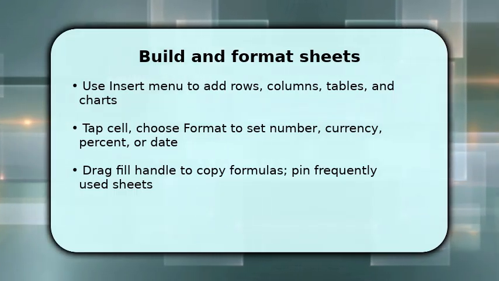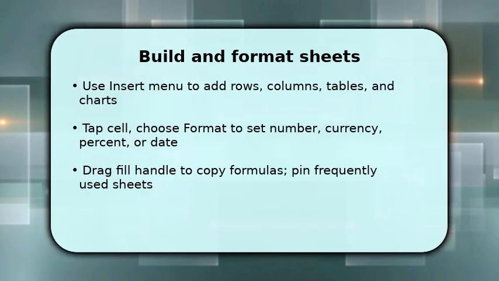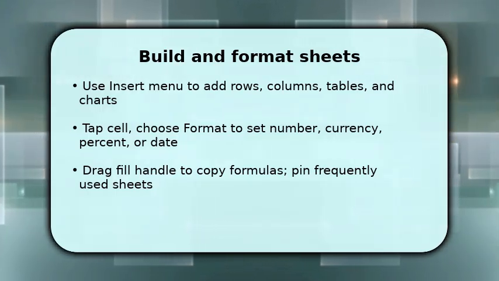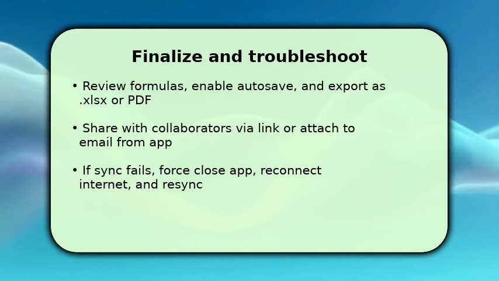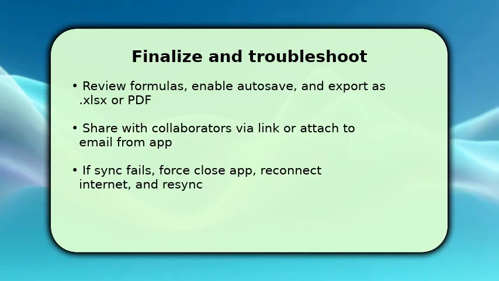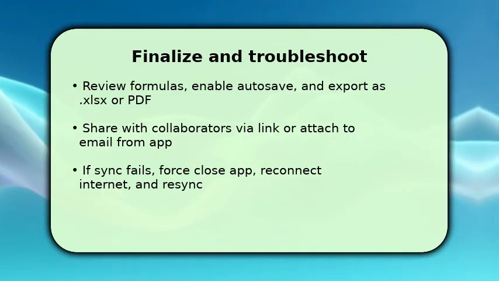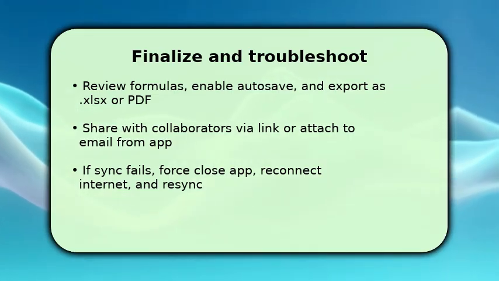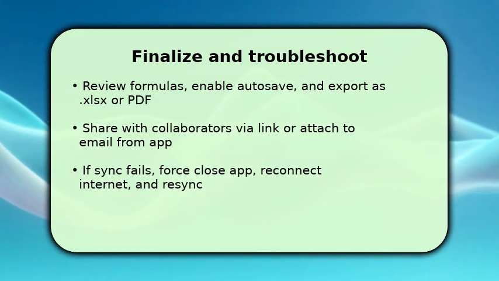Finish by validating and saving your workbook so the result is reliable and shareable. Review key formulas for errors, enable autosave to OneDrive, and export as XLSX or PDF when sharing outside Excel. Use the Share button to invite collaborators or copy a link. Set edit or view permissions before sending.